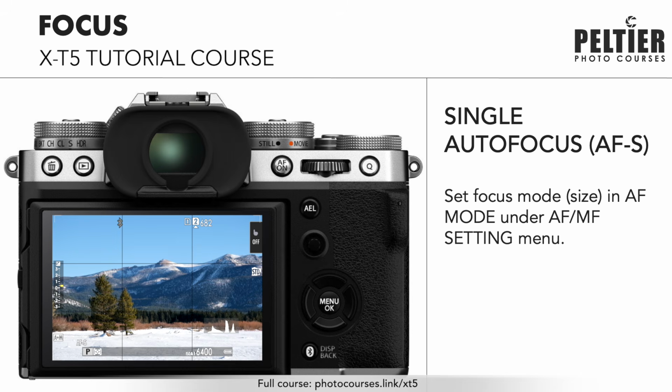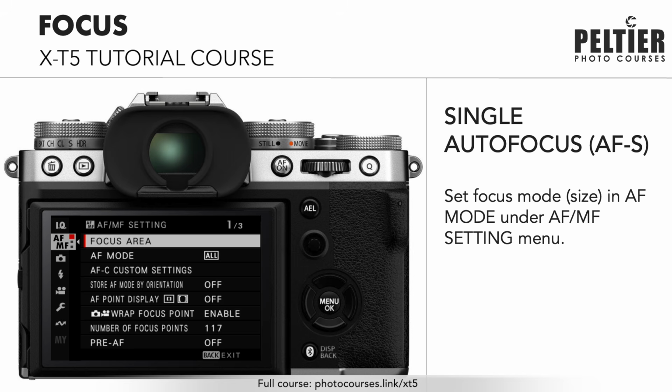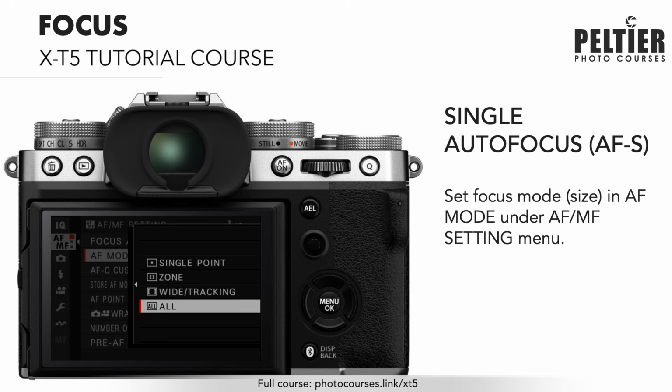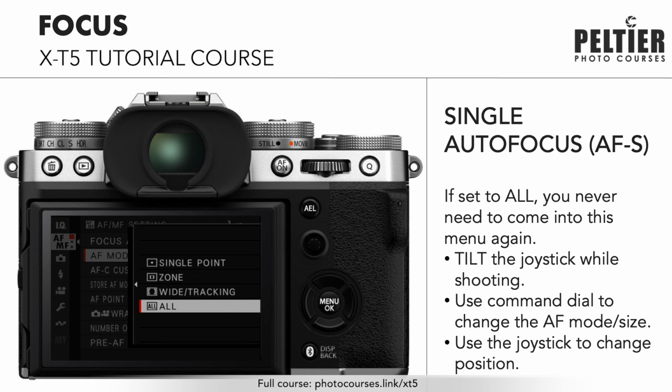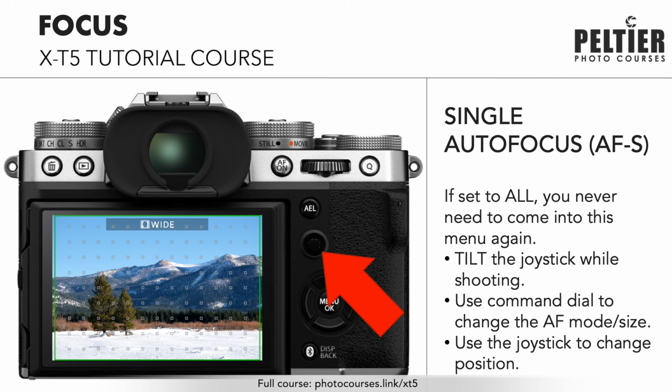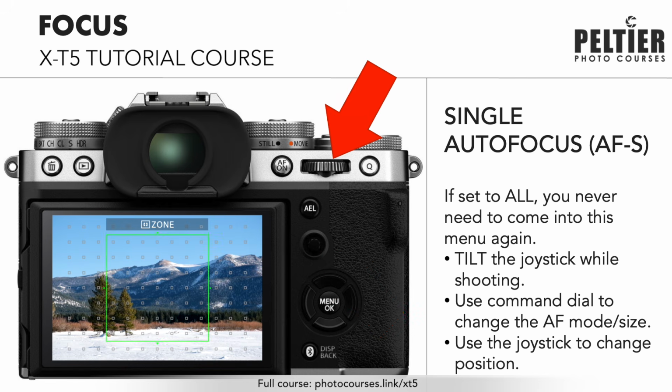To change your AF mode, or the focus area size, you can go into your AF/MF setting menu and then select AF mode. You can shortcut to this menu by programming a custom function control to AF mode, and we'll look at how to customize our controls in an upcoming video. But if you set your AF mode in the AF/MF setting menu to all, as I suggested earlier, you'll set your autofocus mode while shooting just by tilting the joystick and then using the command dial to cycle through the different AF modes and sizes.